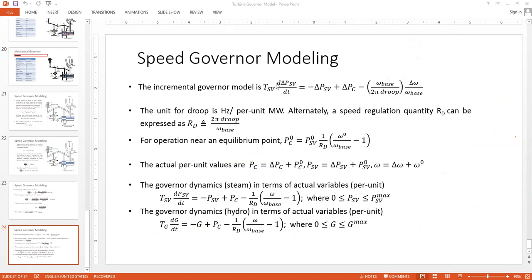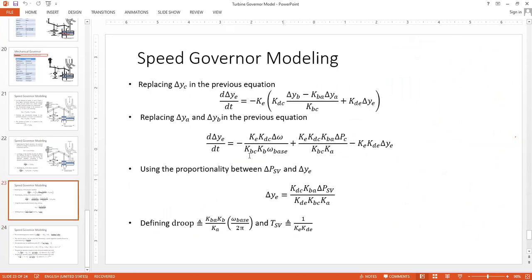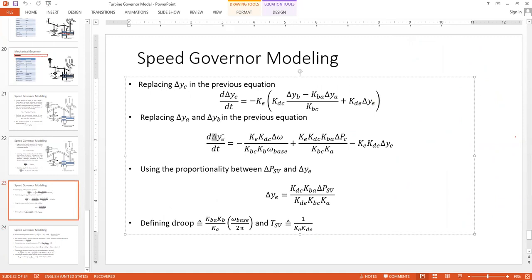So TSV d del PSV by dt. Simply what we are doing is playing with this. You see del YE is actually some function of del PSV. So we are keeping the del PSV only here, and we are replacing del YE by the whole thing. The remaining things are, remember, all proportionality constants, so we are taking them all to the other side and multiplying with this whole thing here. So this del YE is replaced by this whole thing.